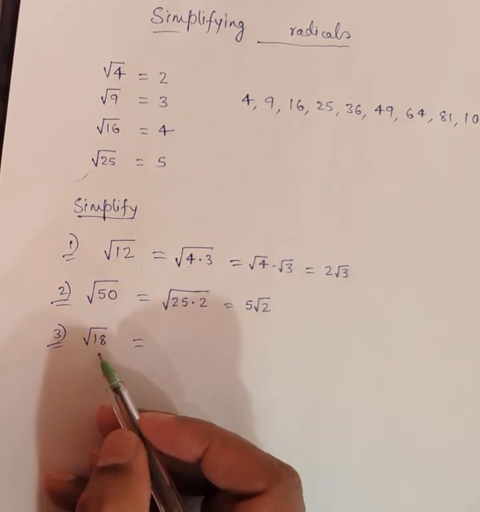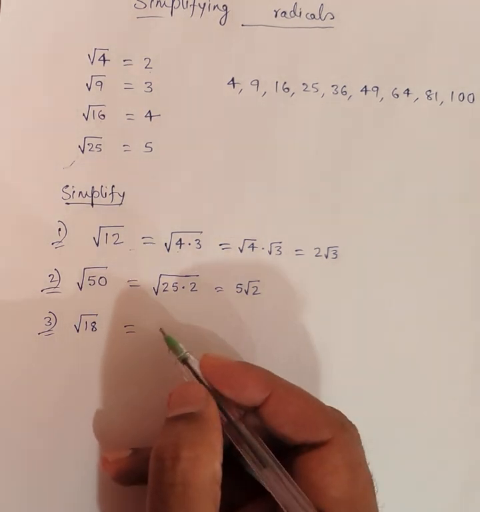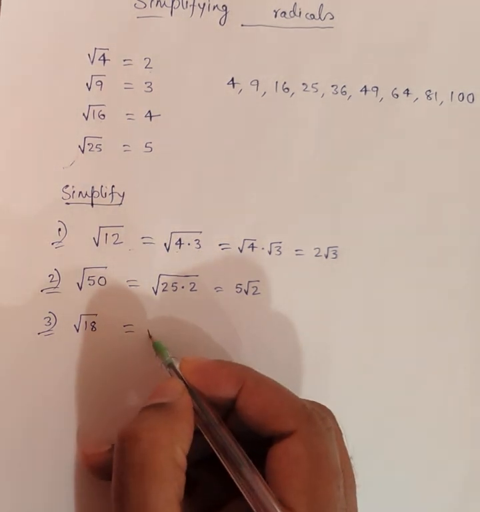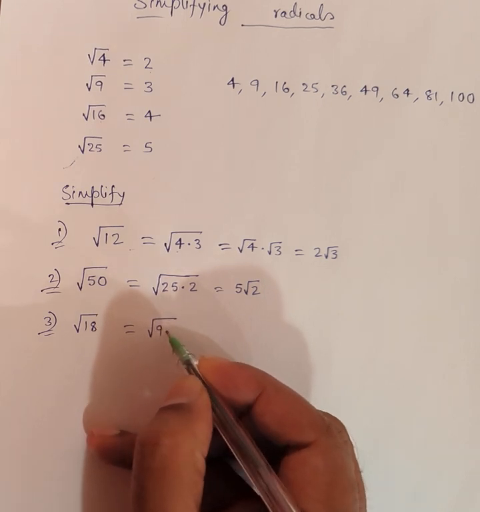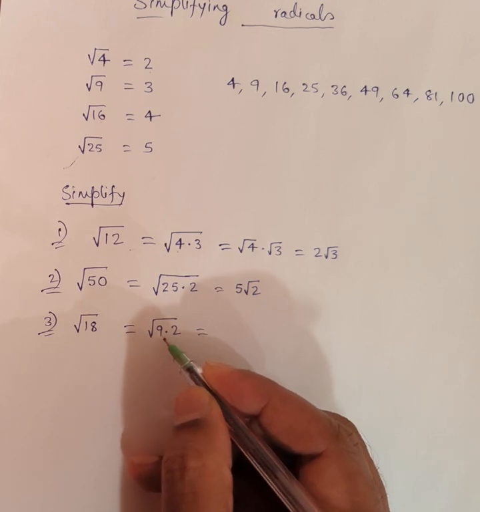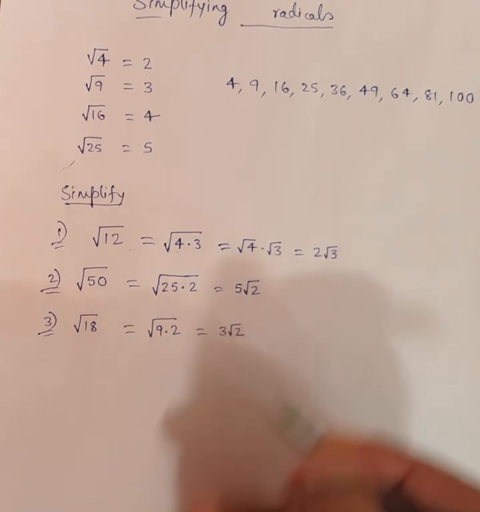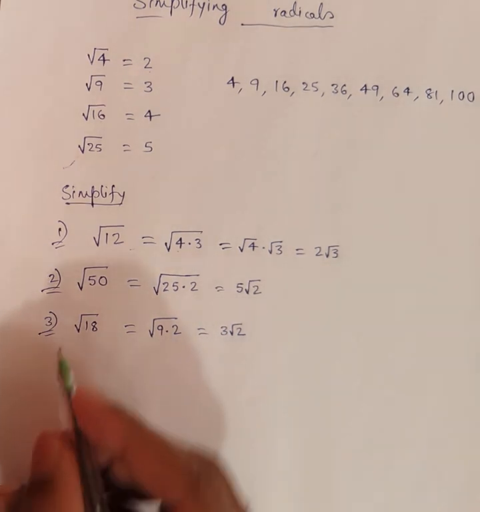How do you want to break 18? 18 is 9 times 2. You don't want to do 3 times 6 because they are both bad numbers, 3 and 6. But 9 is a good number to have under the square root. And so the square root of 9 is 3. The 2 has to be left within the square root.